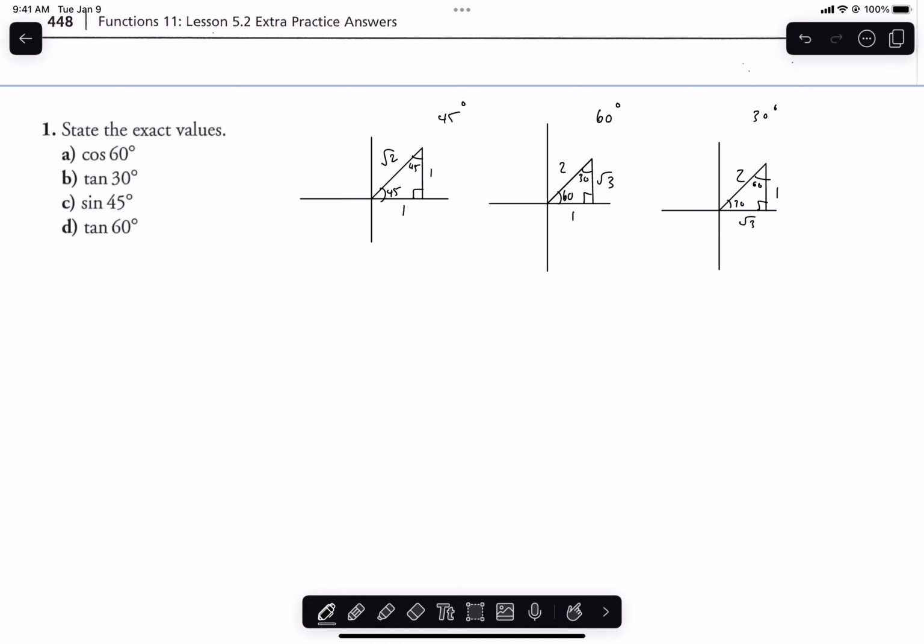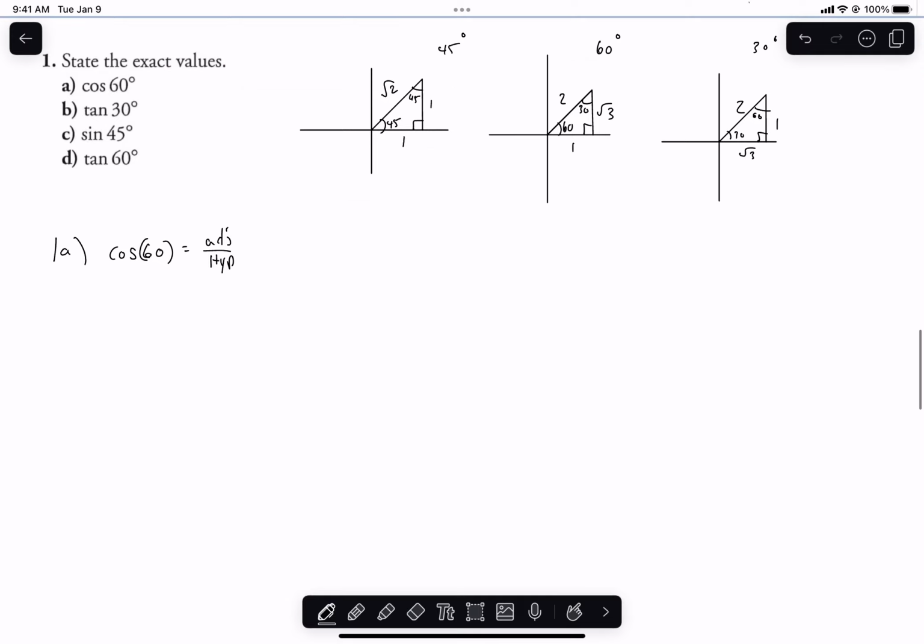Okay, and 1A is just simply asking us for the cosine of 60 degrees. The cosine of 60 degrees, that means I'm going to look at this triangle here in the middle, and I'm just going to write the trig ratio that corresponds with the cosine, right? And that's going to be adjacent over hypotenuse, right? So if I'm looking at that 60-degree triangle, I'm going to write down the side lengths that correspond with adjacent and hypotenuse. And in this case, the cosine of 60 is going to equal 1/2.